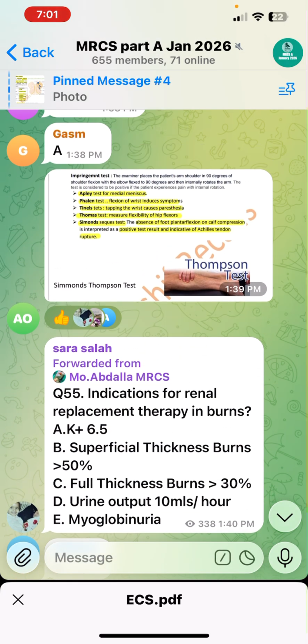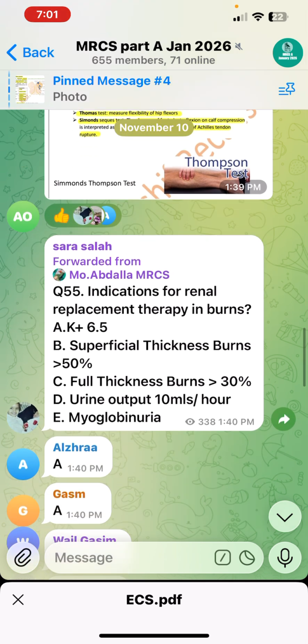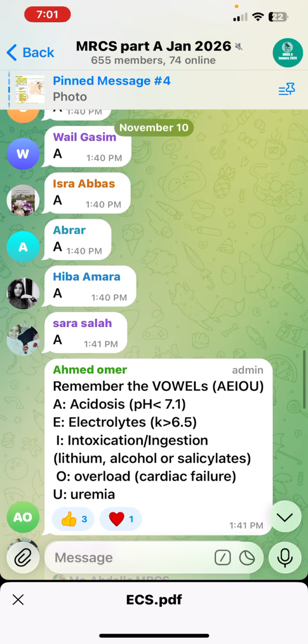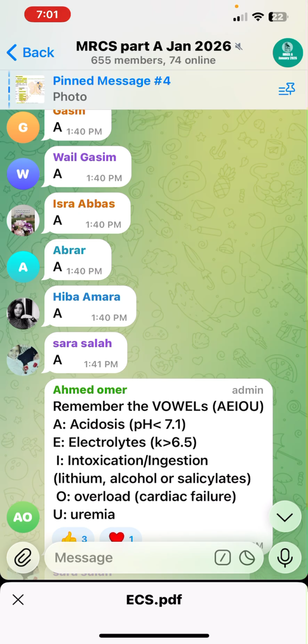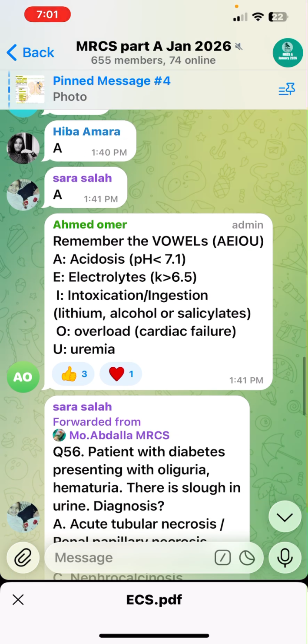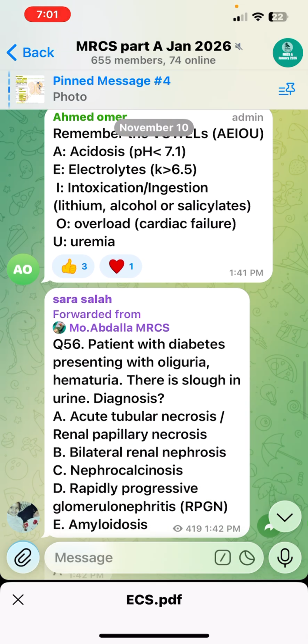Indication for renal replacement therapy in burns. Renal replacement in burn. Potassium is very high. Remember the vowels A, E, I, O, U. Acidosis, electrolytes, intoxication, overload, uremia. Patients with diabetes present with oliguria, hematuria, and there is slough in the urine. Slough in the urine is papillary necrosis.